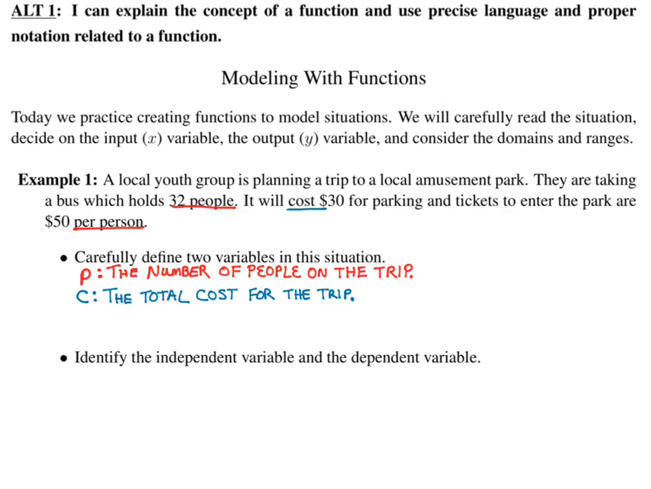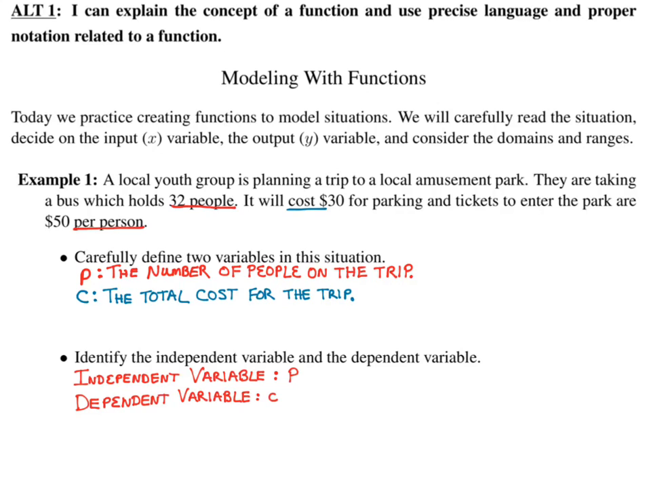Next order of business, identify the independent variable and the dependent variable. All right, so first of all, the independent variable. This is the thing that changes the inputs of the situation. In this case, that's P, because the number of people going will affect the cost. And that means the dependent variable is going to be C, because that's the cost. All right, so the cost is going to depend on the number of people on the trip.